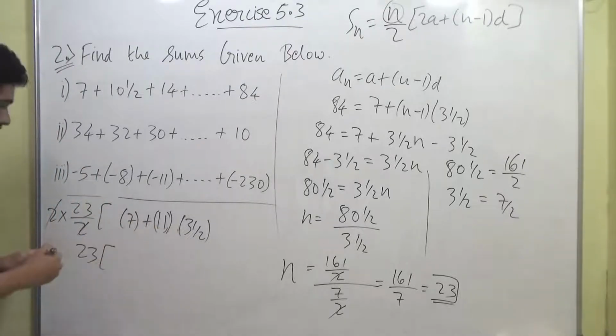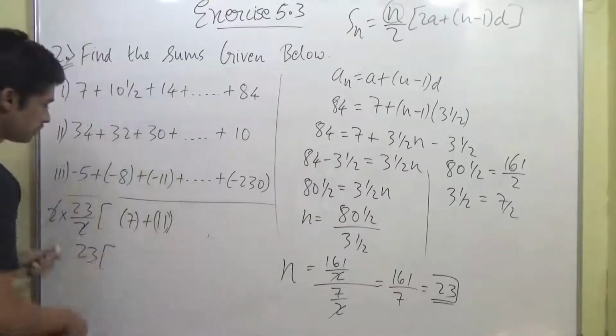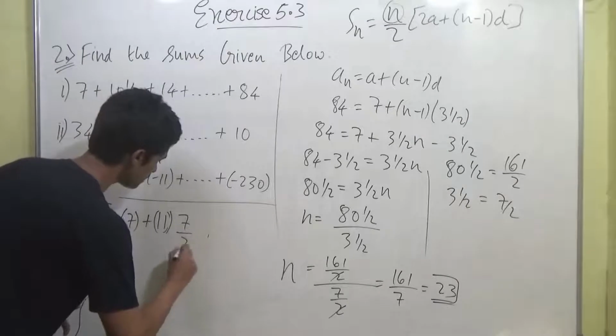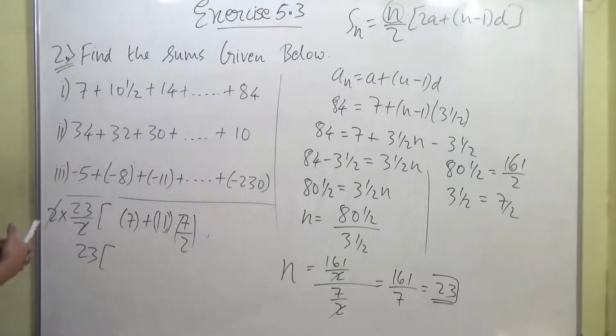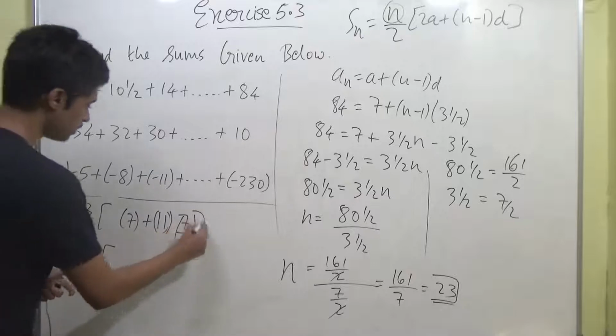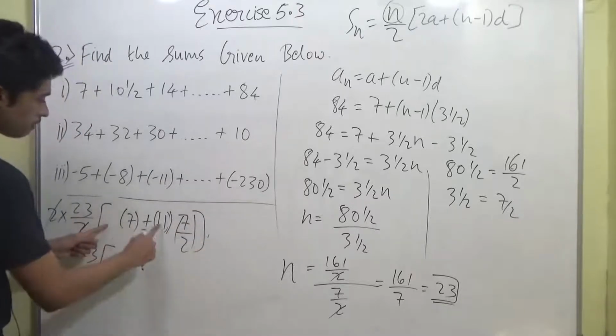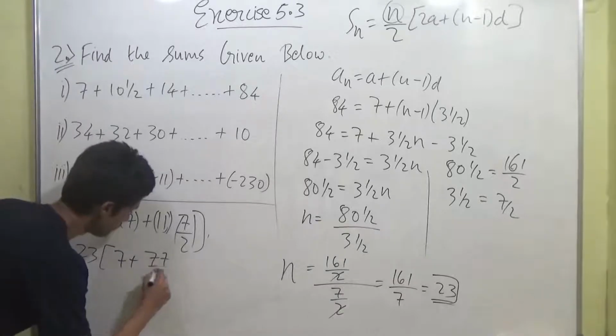So this 7 we can write as 7 by 2, right? And 3.5 we can write as 7 by 2. Now if you see, guys, we can again take 7 in common. But we don't want to, guys. Let's do it. So this will become 77 by 2. This whole bracket is there, right? It becomes 7 plus 77 by 2.